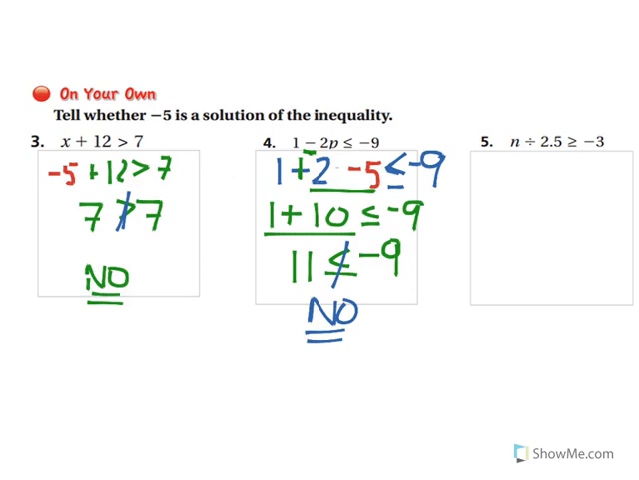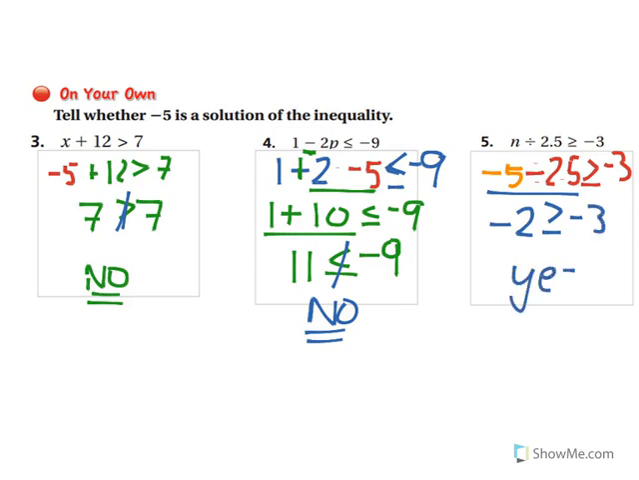Let's try our last one. So here we have n, which again is negative 5. So negative 5 is divided by 2.5. And is it greater than or equal to negative 3? So when we do this, we divide and we get negative 2 is greater than or equal to negative 3. And it is, so we'll go ahead and put a yes. Doing a great job. Let's go ahead and move on to our next part.